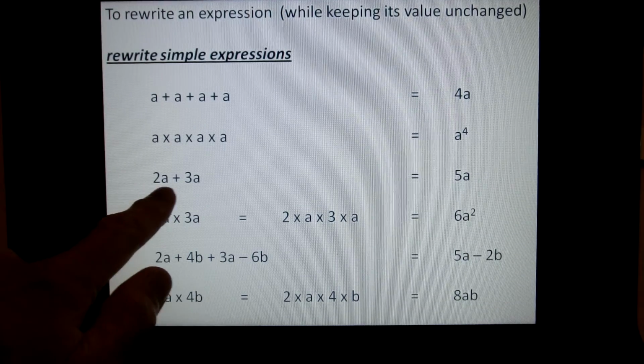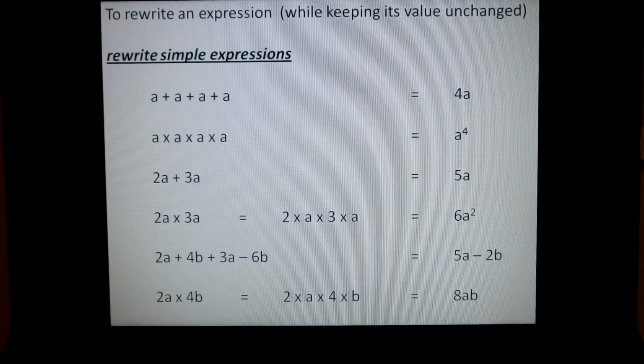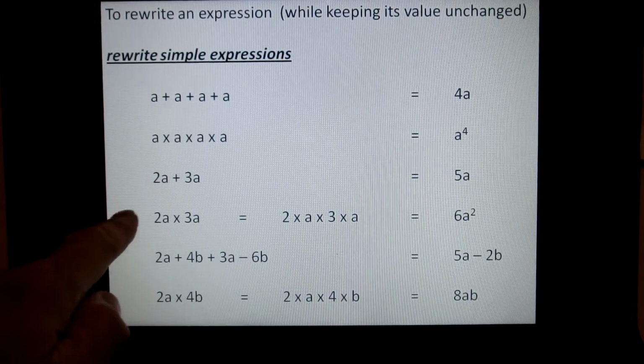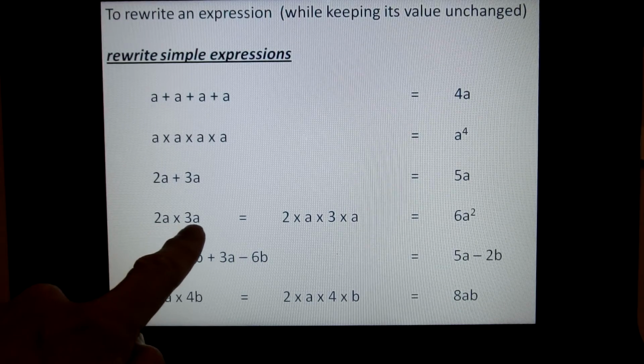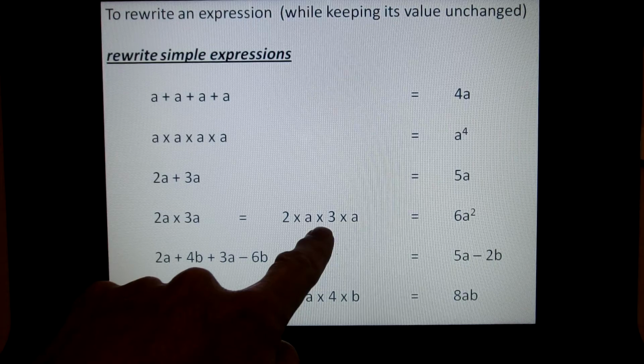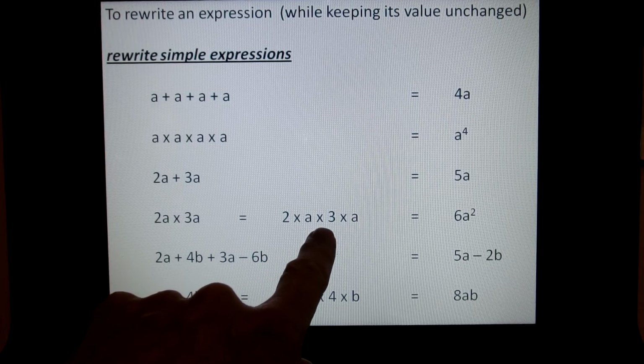Here we have 2 lots of a, add 3 lots of a. If I speak it to you that way, I think it'll become clear that the result is 5 lots of a. If, however, we do this, it is very different. This is 2 times a times 3 times a. Here is the expression written out in full with the multiplication signs inserted.